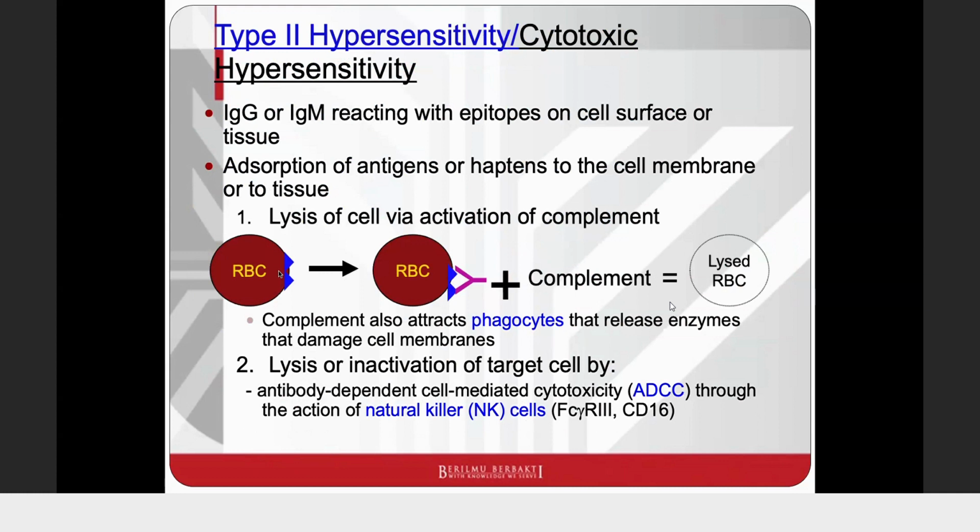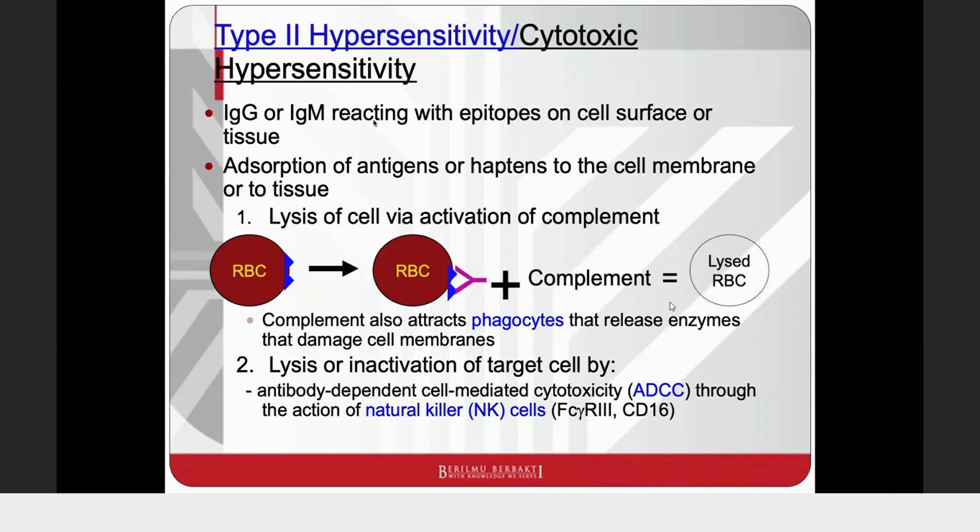Let's move on to type 2 hypersensitivity reaction. Type 2 hypersensitivity reaction is what we call a cytotoxic hypersensitivity. Remember, cyto means cells, because the antibodies are reacting with the epitopes on the cell surface of the host cell or tissue.